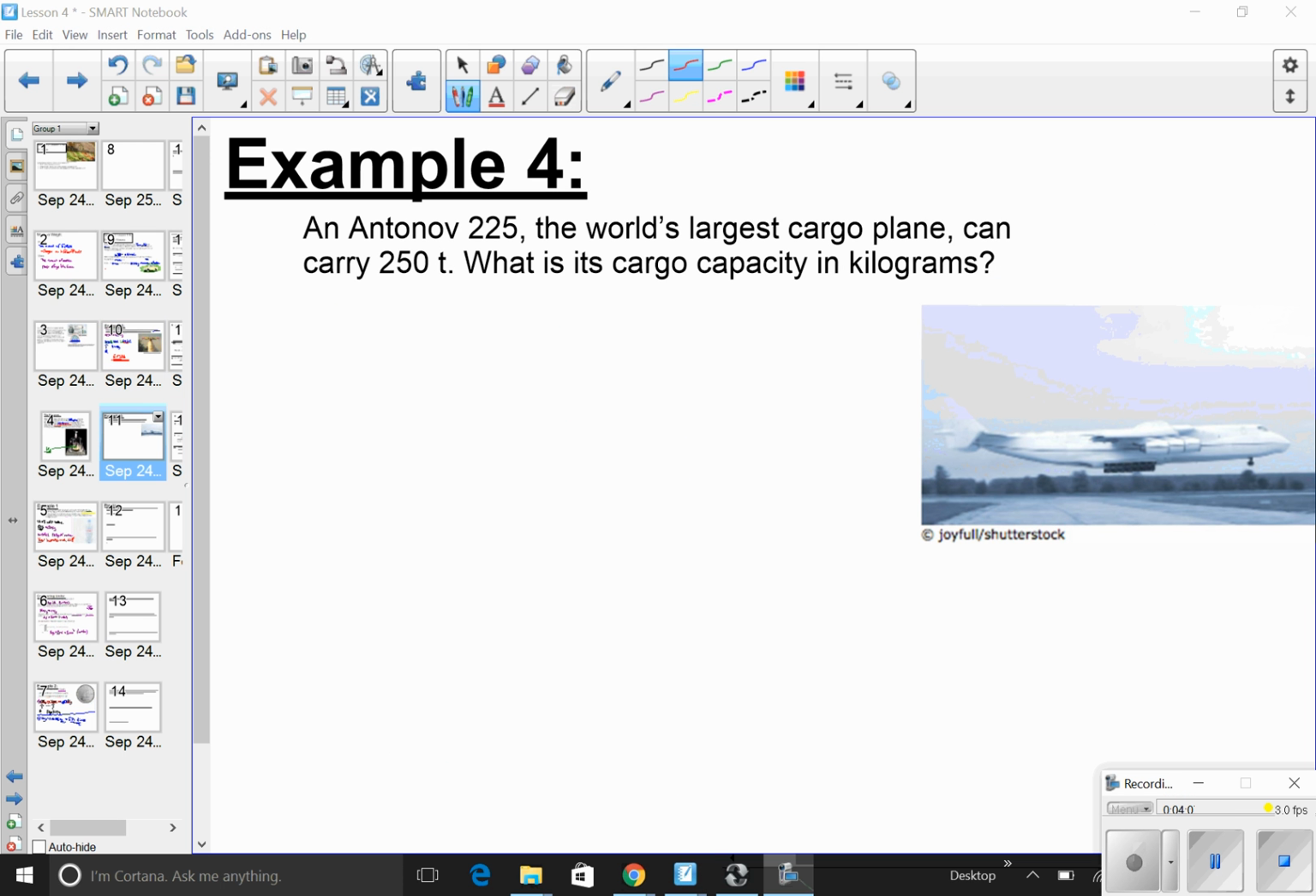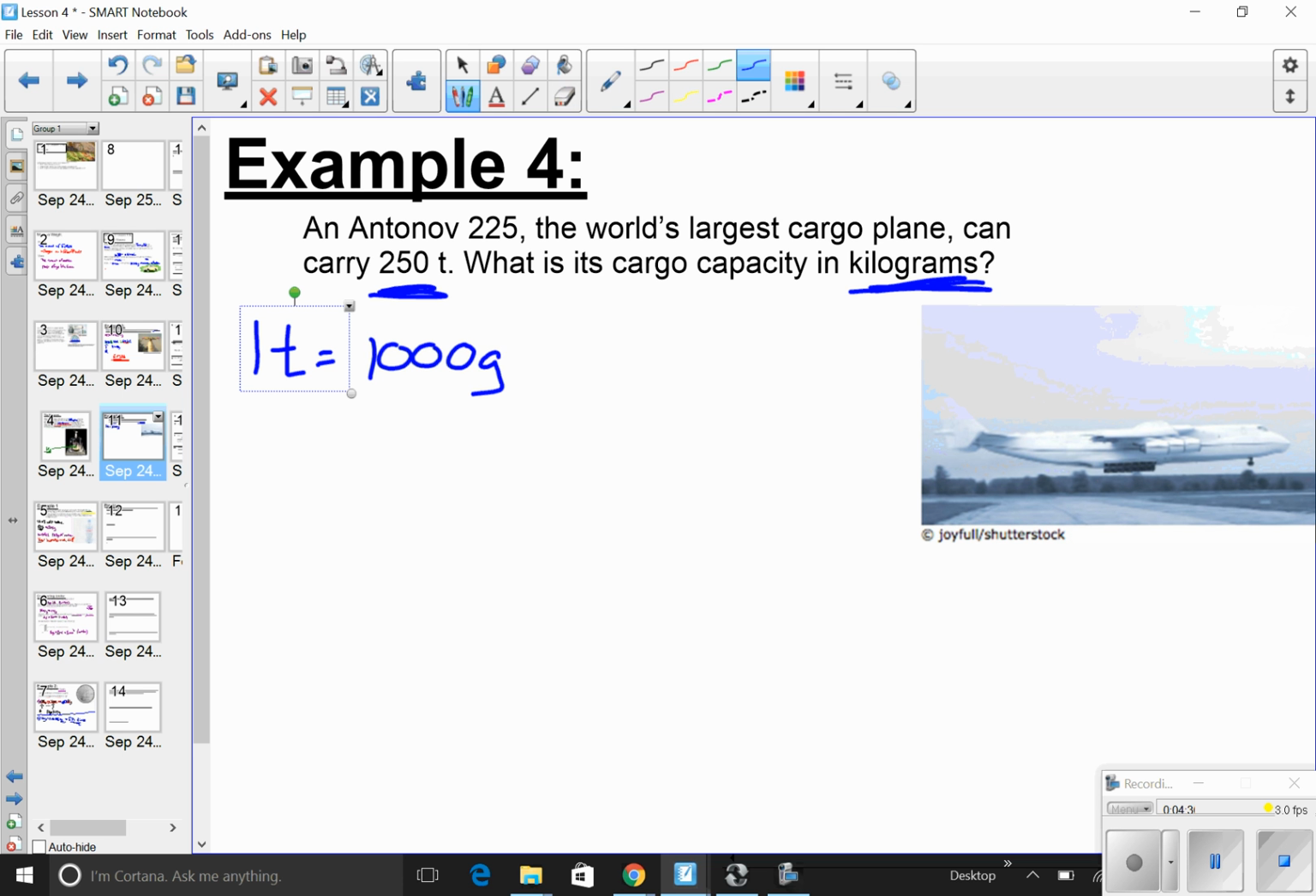Another example using big masses. The Antonov 225, apparently it's Russian, I don't know if it actually is the world's largest cargo plane, and it can carry about 250 tons. I want to know that capacity in kilograms. So I'm trying to change 250 tons into kilograms. Again, keep in mind that 1 ton is 1,000 kilograms.